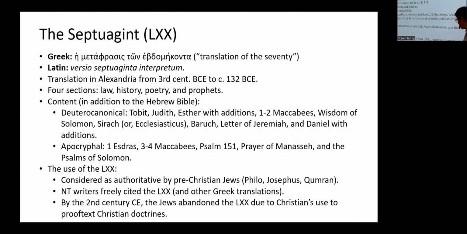So by the second century, the Jews abandoned the Septuagint because the Christians were using it too much. Okay. Jesus followers were using it too much, and using the Septuagint to prove Christian doctrines such as the virgin birth of Christ, etc. And the Jews said, no, let's forget about the Septuagint altogether. Let's go back to the Hebrew Bible. So today, Jewish people, Judaism, will not recognize the Septuagint as authoritative anymore. Okay? They'll go back to the Hebrew Bible.